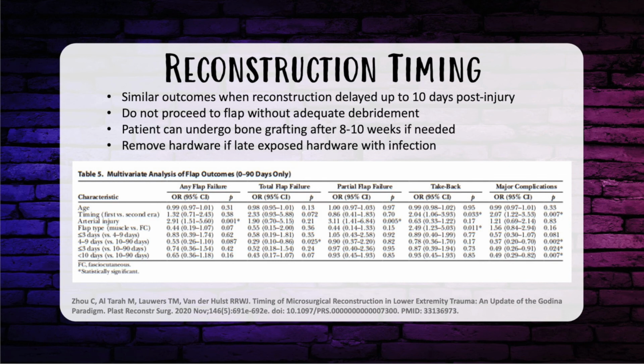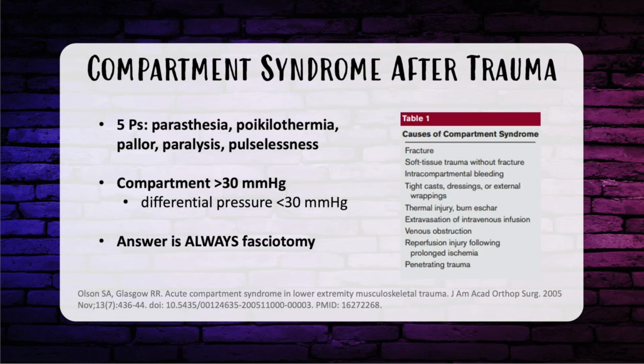Returning to the concepts of reconstruction timing, so if there is late exposed hardware with infection, you must remove the hardware. After you remove the hardware, if there is bony union, you can proceed straight to flap for soft tissue coverage. If there is no bony union, the patient needs an X-fix, then a flap for soft tissue coverage. If there is no infection of the hardware, you can proceed straight to flap for soft tissue coverage without removal of the hardware. Let's move on to compartment syndrome after trauma.